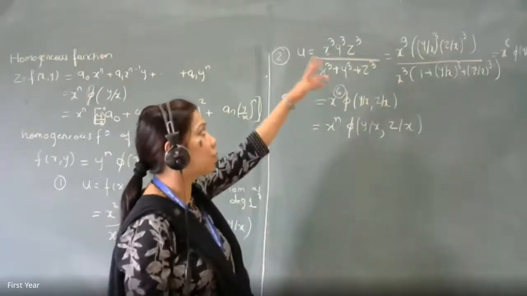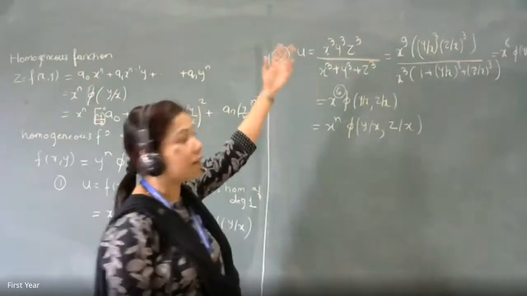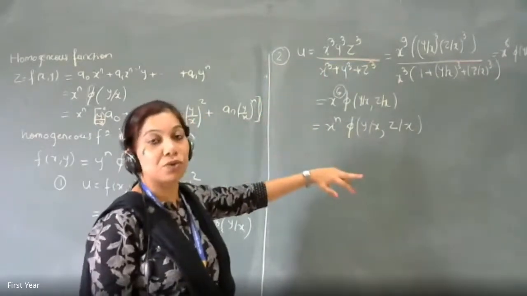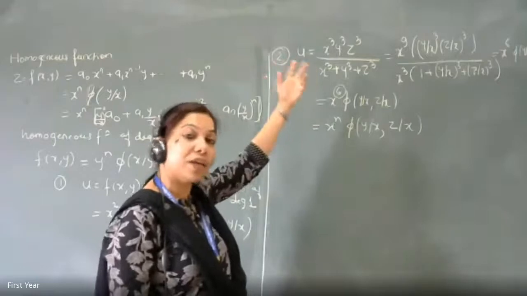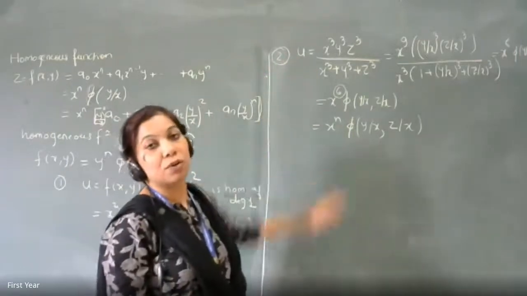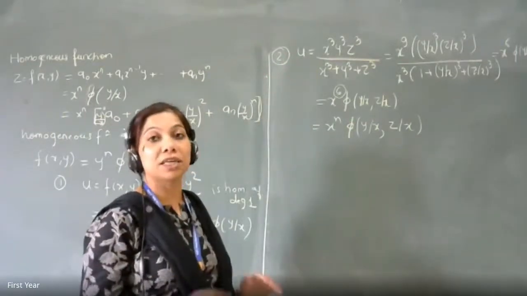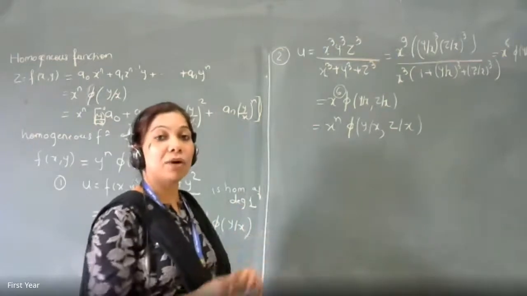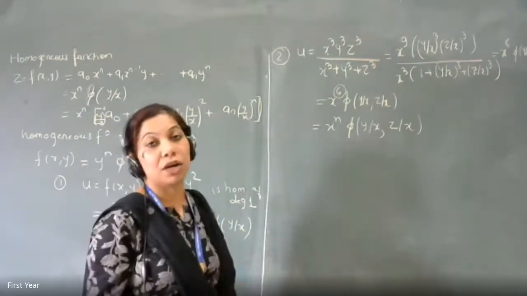You can take z raised to 9, you can take y raised to 9. If you are taking y raised to 9 in the numerator, you have to take y raised to 3 in the denominator. If you are taking z raised to 9 in the numerator, take z raised to 3 in the denominator. Because you should be able to write it as Z to the power, Y to the power, or X to the power. Don't mix the variables. Okay?